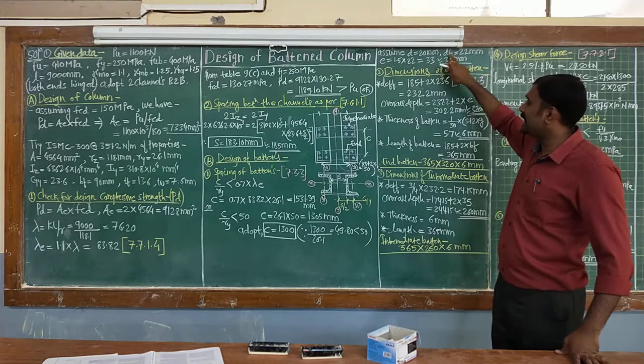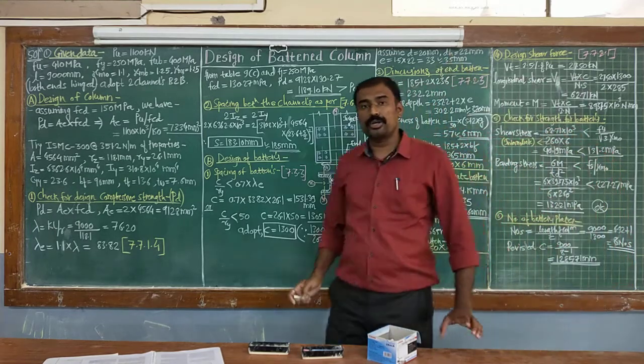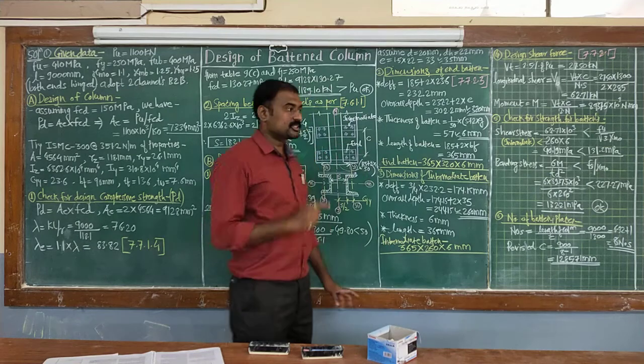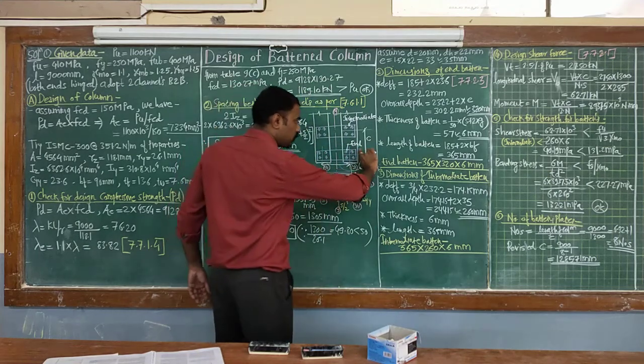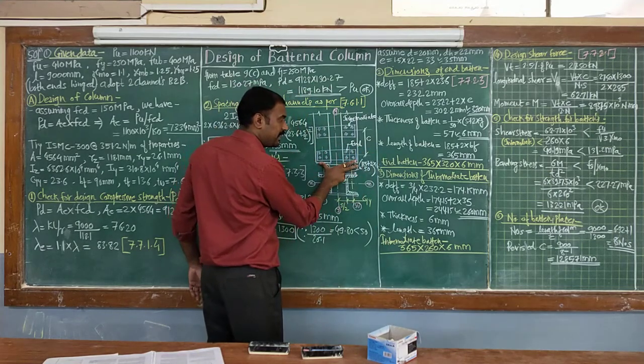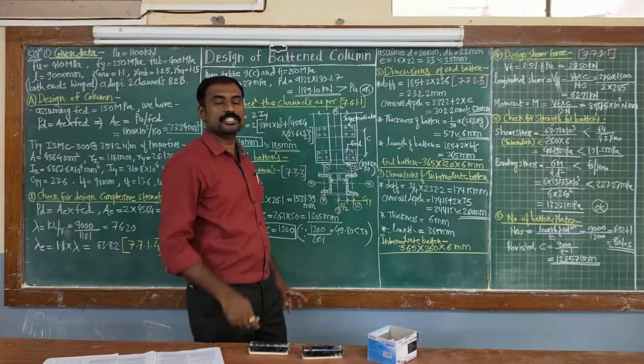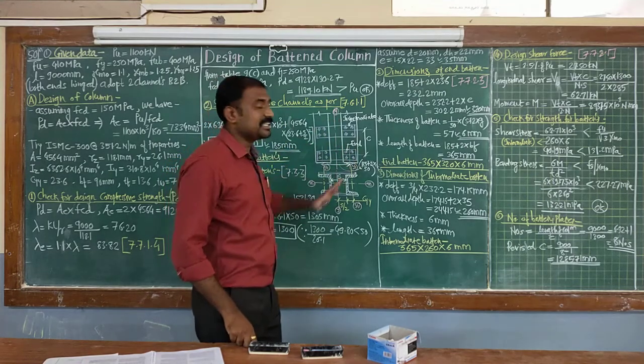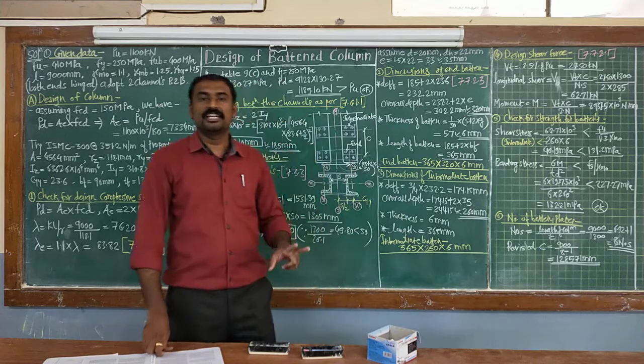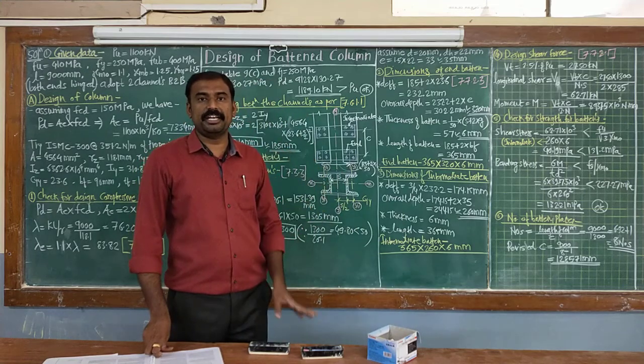Now based on these adopted connection details, we are going to define the sizes of your batten. Sizes of battens are nothing but depth of your batten, width or length of batten, and thickness of batten. These three dimensions we are going to define. And again your battens are classified into two categories: end batten and intermediate battens, correct?